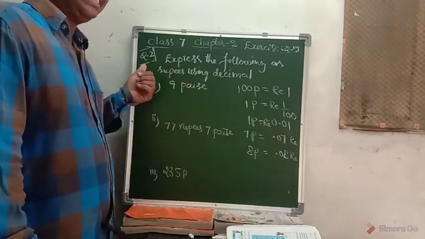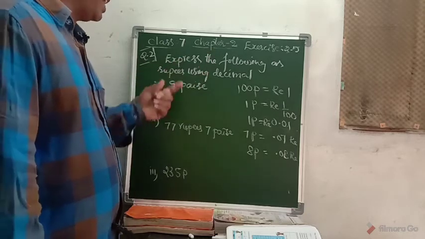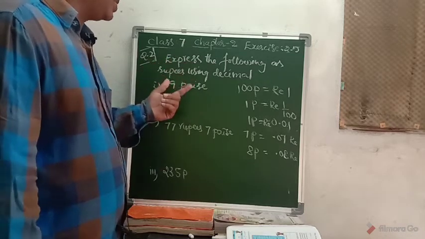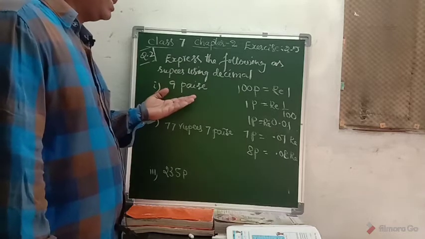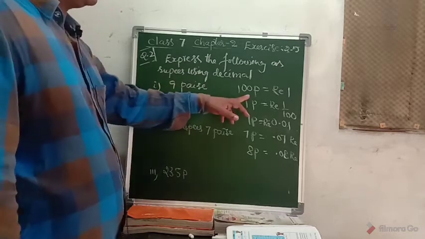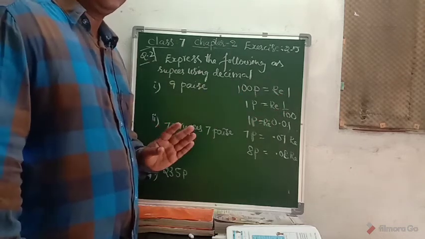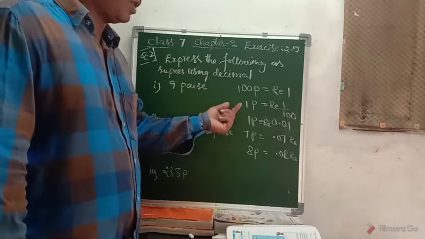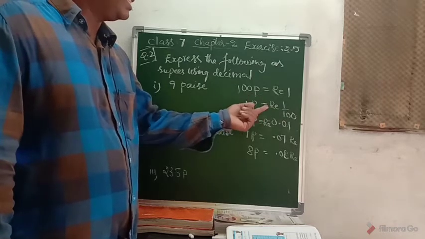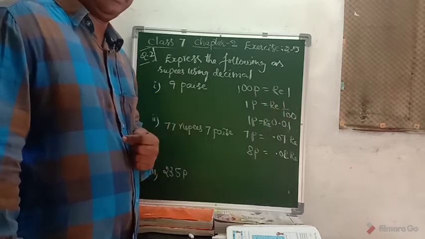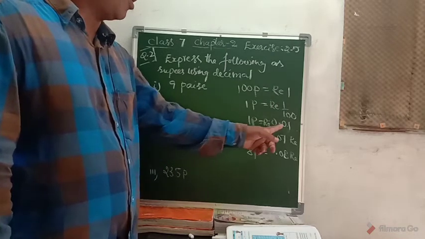In this session, we will discuss question number 2 of exercise 2.5: express the following as rupees using decimals. How do we express rupees and paise as a decimal? 100 paise is equal to 1 rupee. Everybody knows that. But what part of 1 rupee is 1 paisa? 1 paisa is equal to the 1/100th part of a rupee. When written as a decimal, 1 paisa is equal to 0.01 rupees.